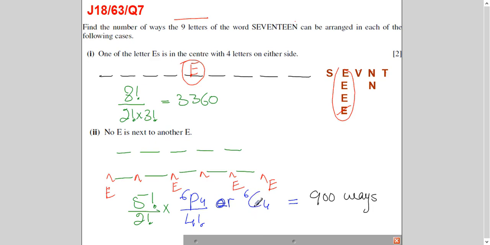When you say 6C4, it means you are not considering the cases when they can switch places with each other. This comes here, this comes here. But in this case, you are considering that. So that's why we divide by 4 factorial, because they are identical. If they were not identical and we were separating them, then I would have just written only this part, right?